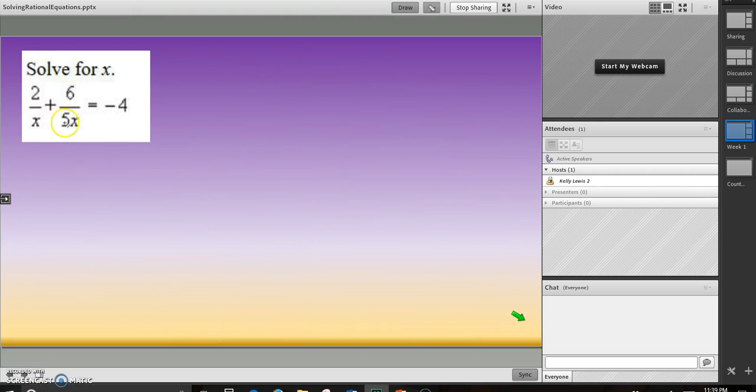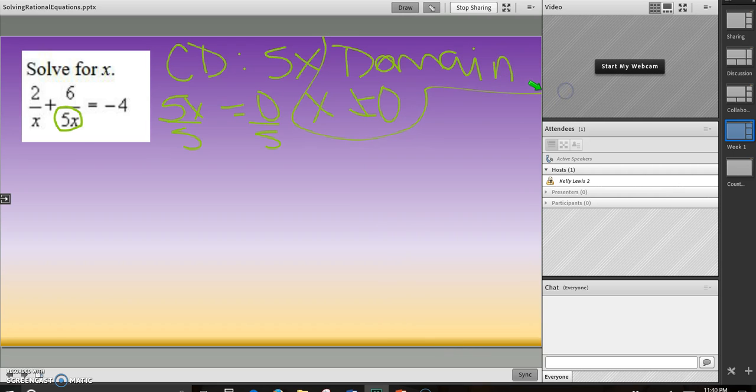All right, so 5x is going to be our denominator. Okay, we need domain, so we're going to set the denominator equal to 0. If we divide by 5, we get x cannot equal 0. That's our domain. X cannot equal 0. All right, so we need this to be 5x. We need this to be 5x. And we need this to be 5x.